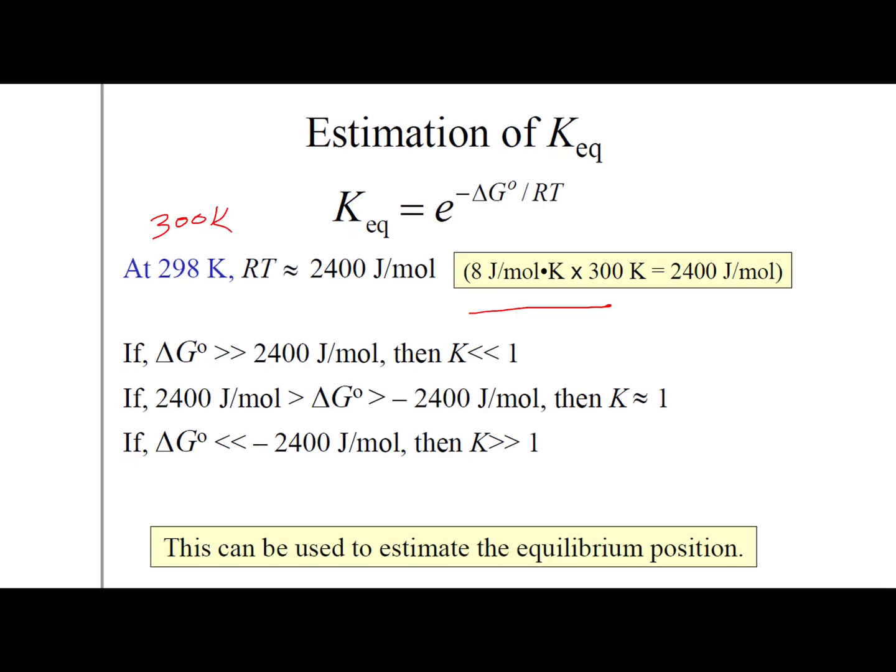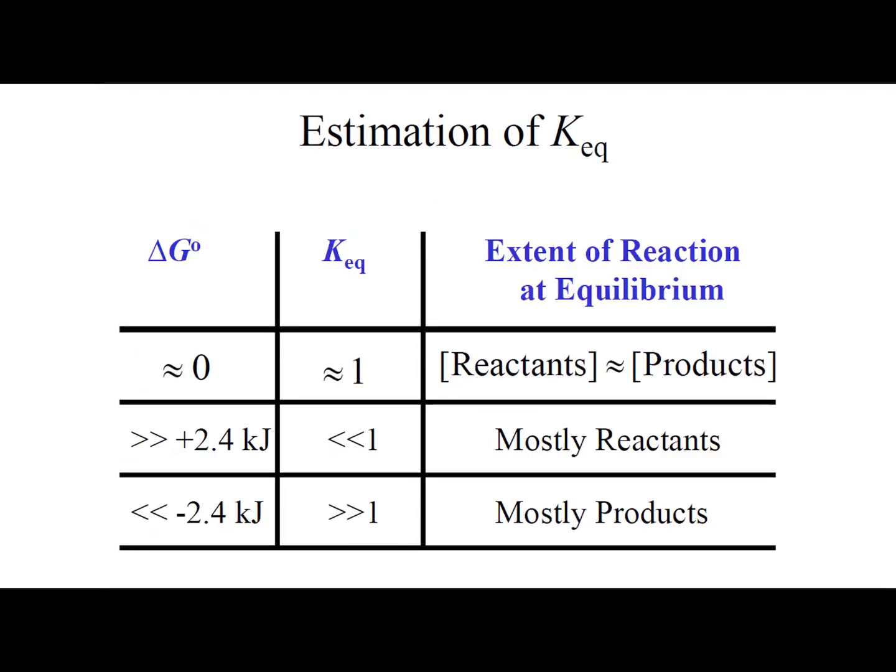So again, since you don't have a calculator in the multiple choice section of the AP exam, you would just round off some of these numbers a little bit. And so if our delta G is positive, the system will contain mostly reactants when it reaches equilibrium. It also means it will have a relatively small value for KEQ.